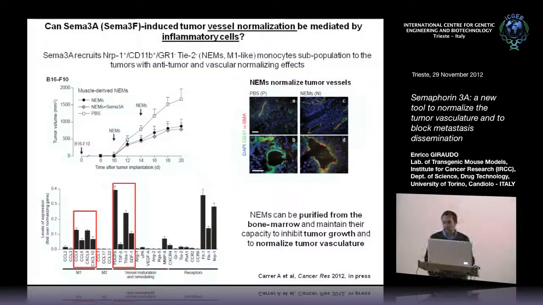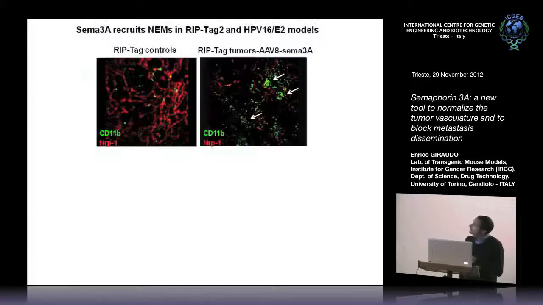In collaboration with them, we tried to see whether NEMs were also involved in the effect that we observe in our spontaneous mouse model of cancer. And what we see is this. So basically, in the RIP-Tag tumors, but we also observe a similar and more profound effect in a cervical model.